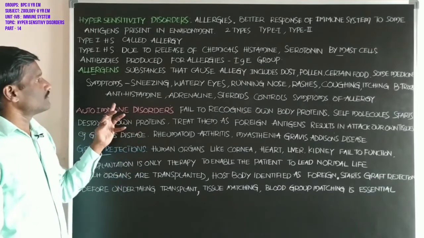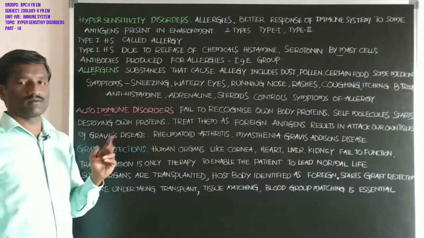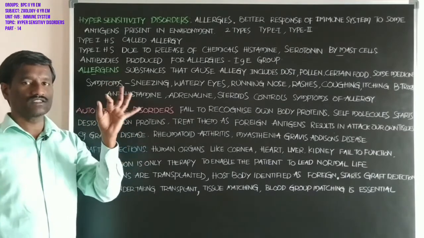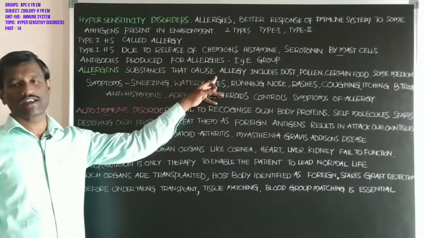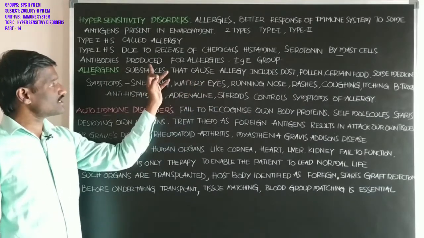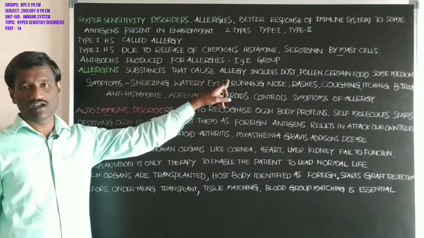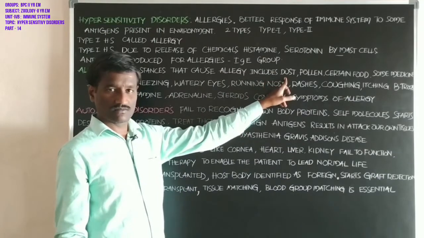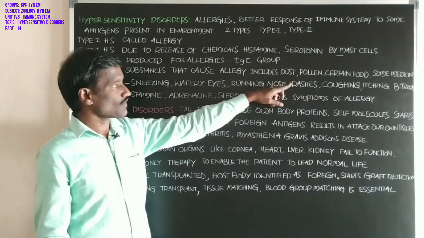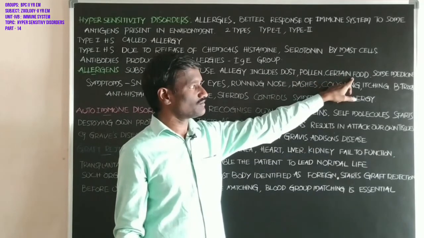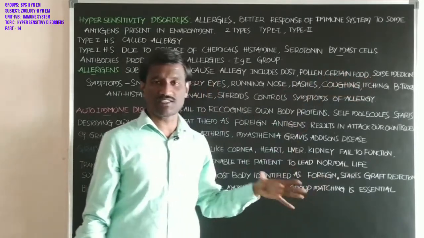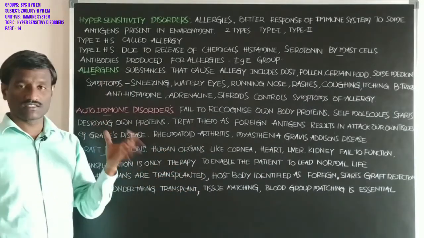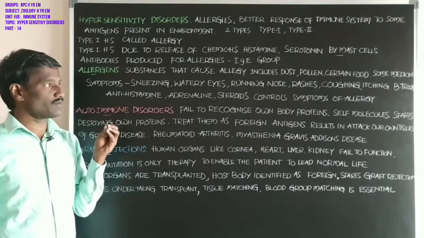Okay student, next, allergens. What about the allergens? Allergens are the substances that cause type 1 hypersensitivity, the allergy. Allergens include dust and pollen, certain foods and some medicines like penicillin, and animal dander. These are considered as allergens.